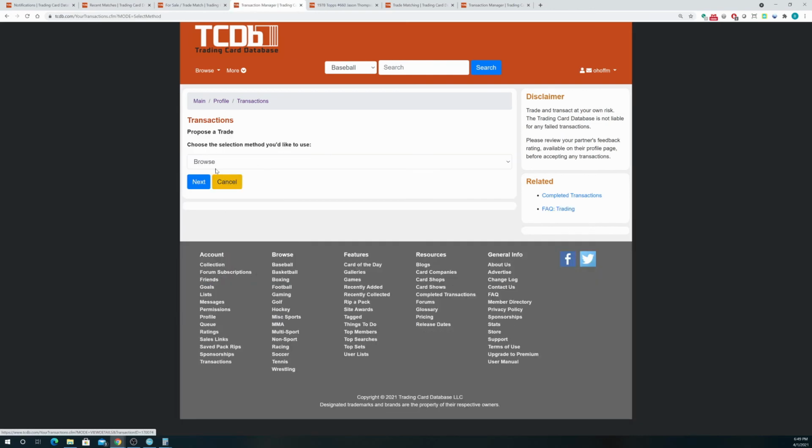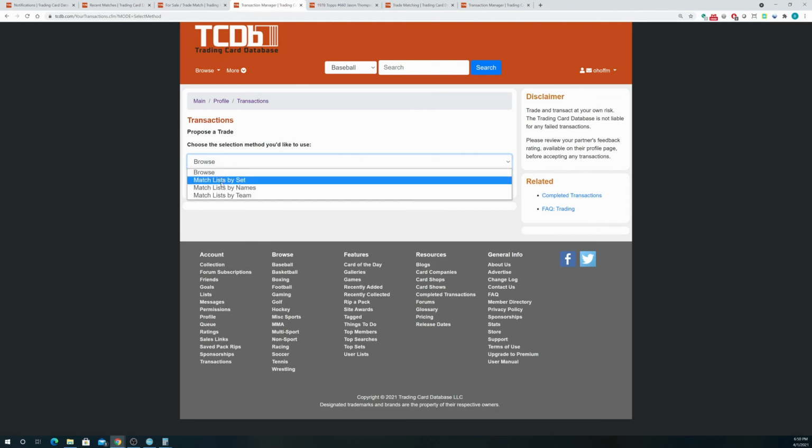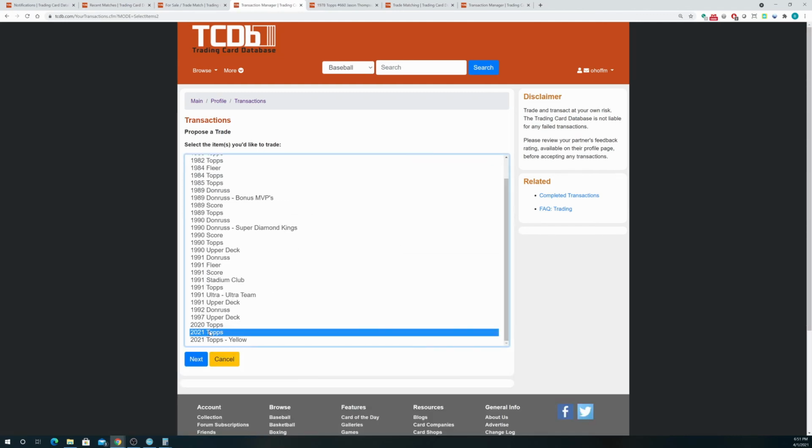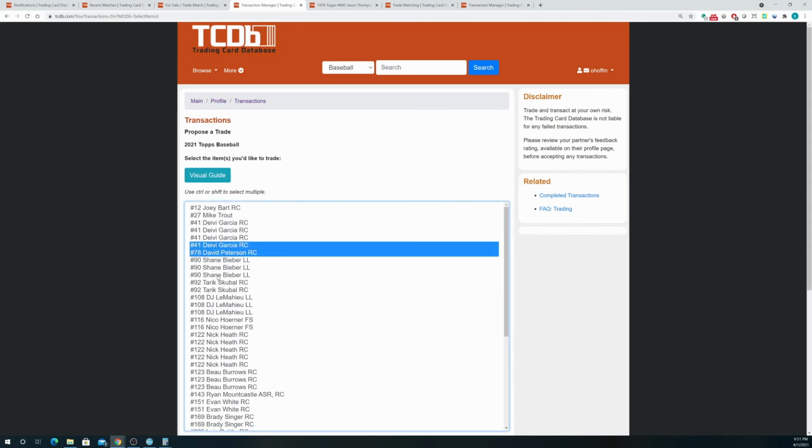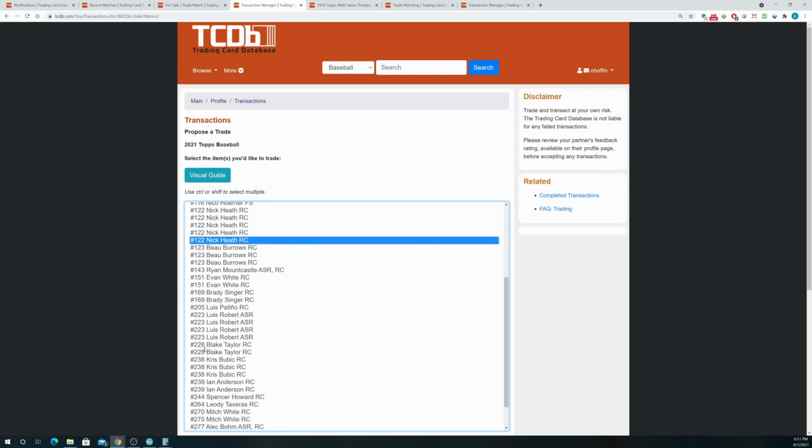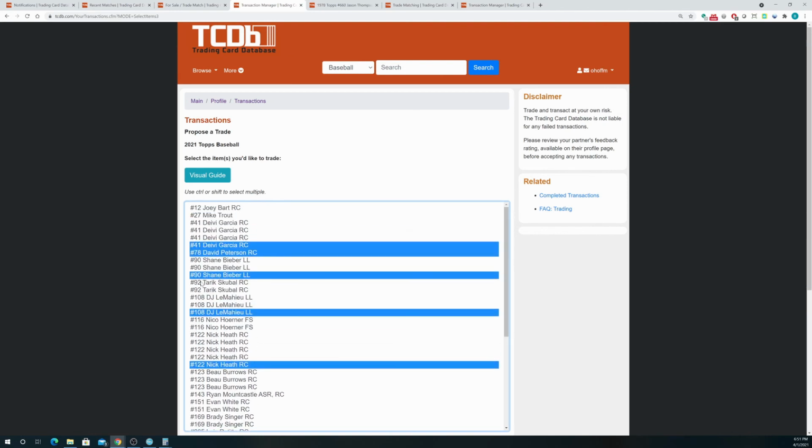So let's find some cards that I would like to trade to him. Right here, this indicates how many I have for trade. So I like to pick cards that I have a lot of. And why is that in particular? One, because if I have 6 of them, it's easy for me to give that one up because I have a lot of them.